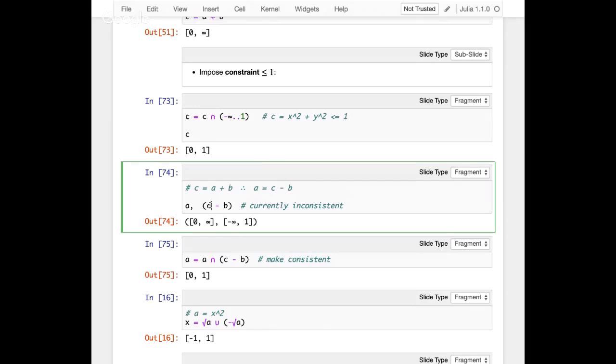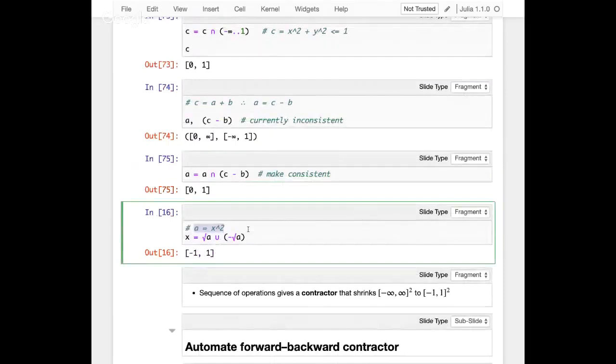And then finally, A was x squared, so for x, I have to invert that function. Here I'm inverting the plus function, here I'm inverting the square function, and I get the square root of A union minus the square root of A. And so this whole process started off with the infinite plane, and it's squashed down this box under this constraint to the box minus 1, 1 squared, which exactly encloses this disk that I'm trying to find.